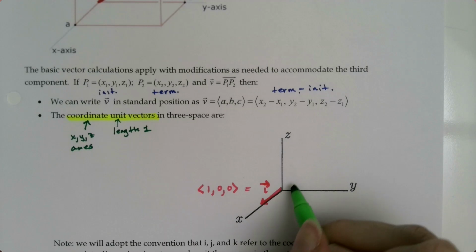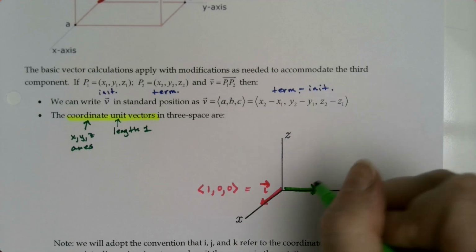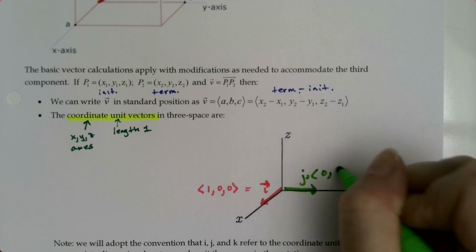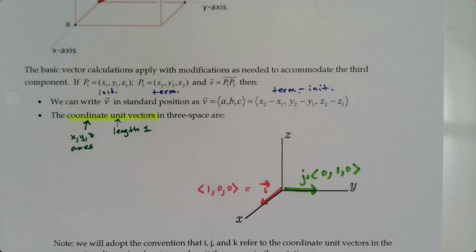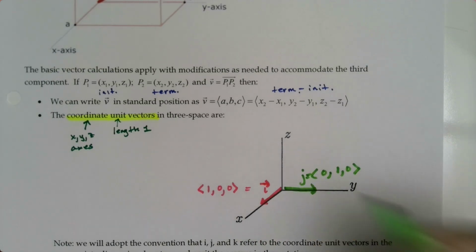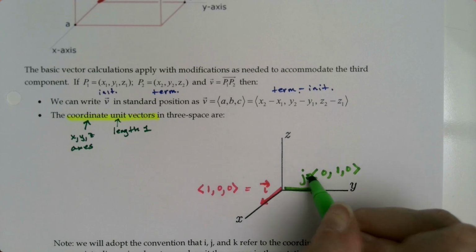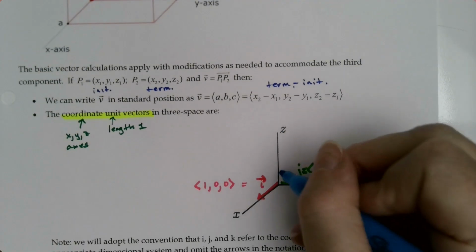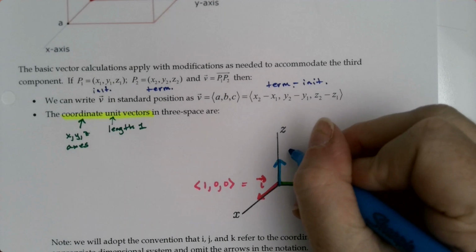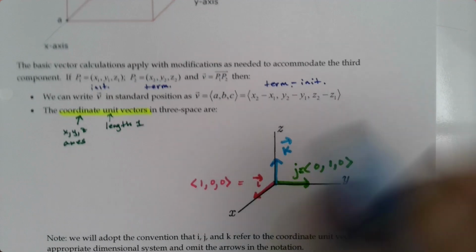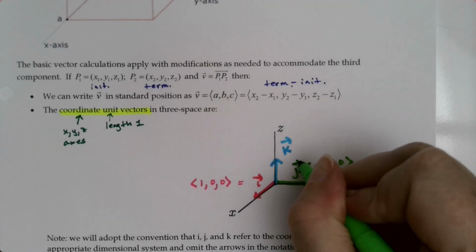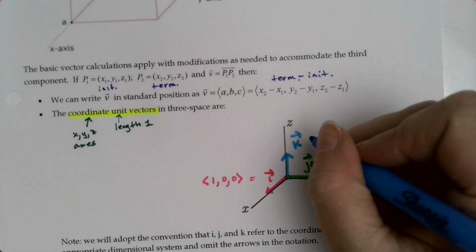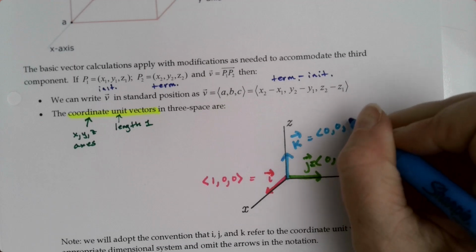Then there's J. J is 0, 1, 0. And then there's K now. So K is the 3rd one. Let me draw it right here. K, oh, I forgot to put the little arrow on J. Sorry, I tend to do that a lot. So K is 0, 0, 1.